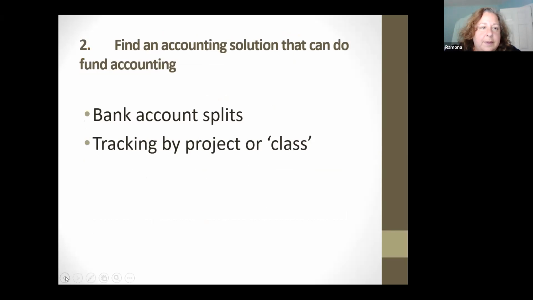Oops, got ahead of myself. Okay, so we need to find the solution that will also allow us to have what's called fund accounting. Nonprofit organizations are on a system we call GAAP, and they use fund accounting.